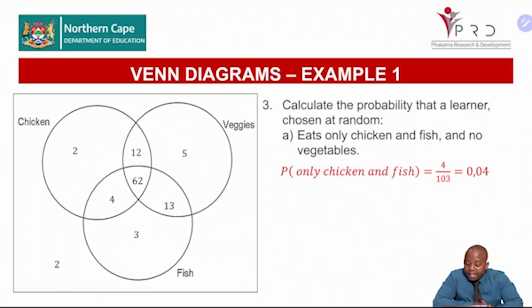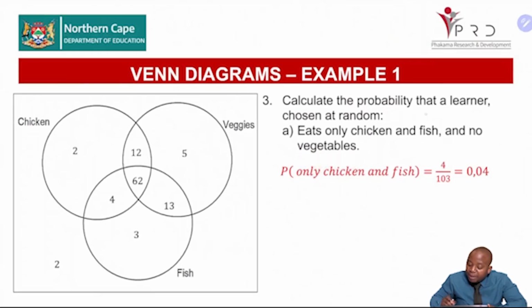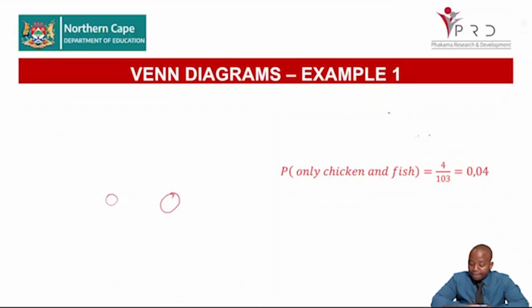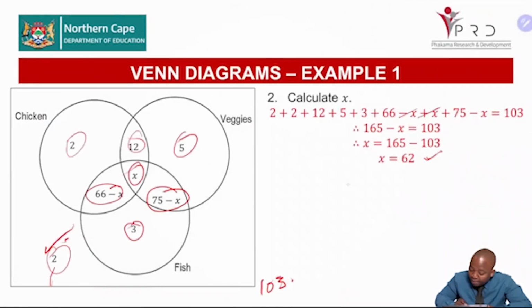Then we're looking at number 3. Number 3 says calculate the probability that a learner at random eats only chicken and fish, no vegetable. Which learner is this one? Only eats chicken and fish. Remember we had x already. We just work around this part. Let's go back a bit. We remember our x was 62, so we're going to say 66 minus 62. Then our value was 4 in this part.